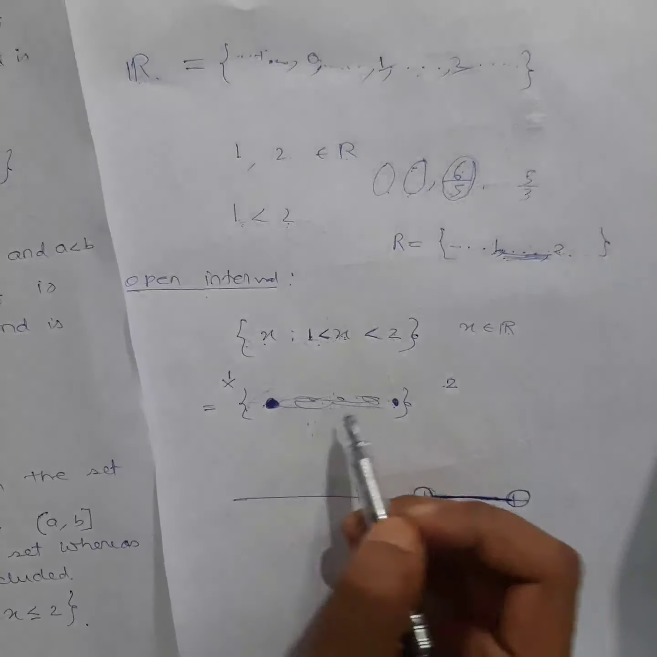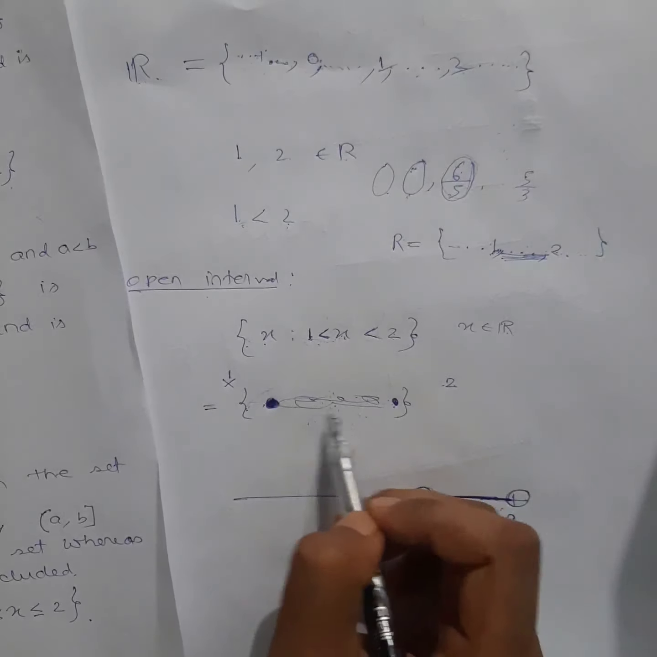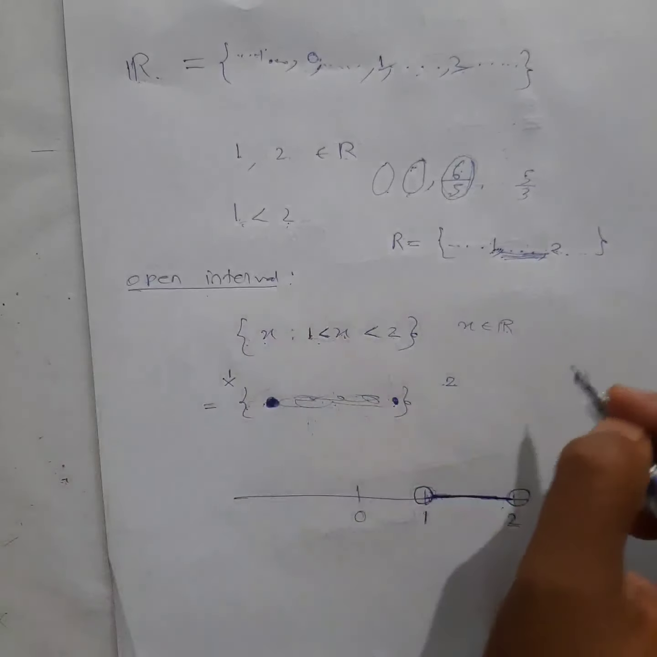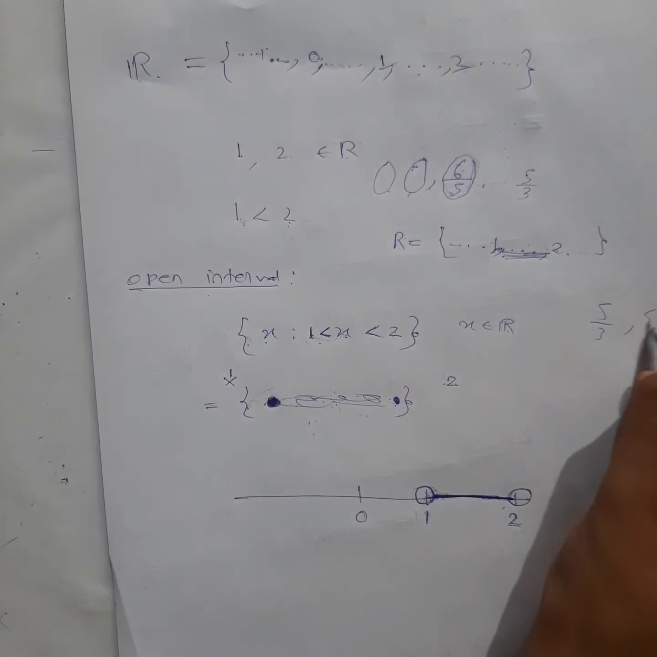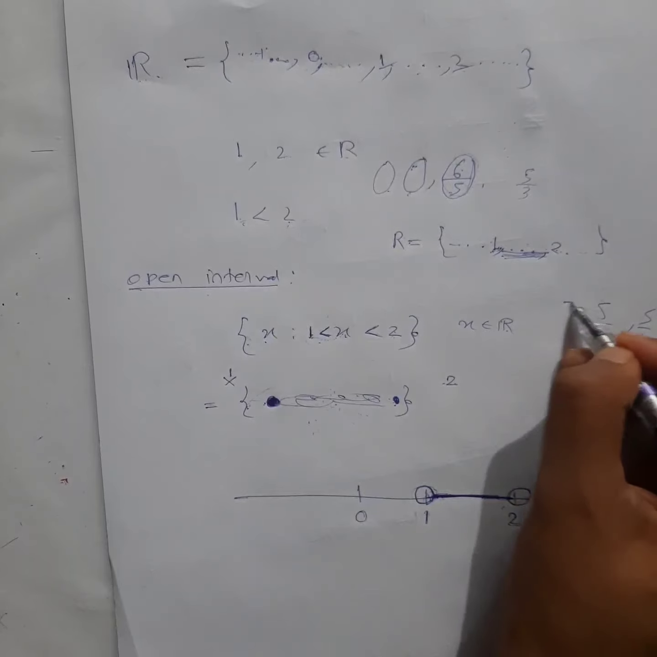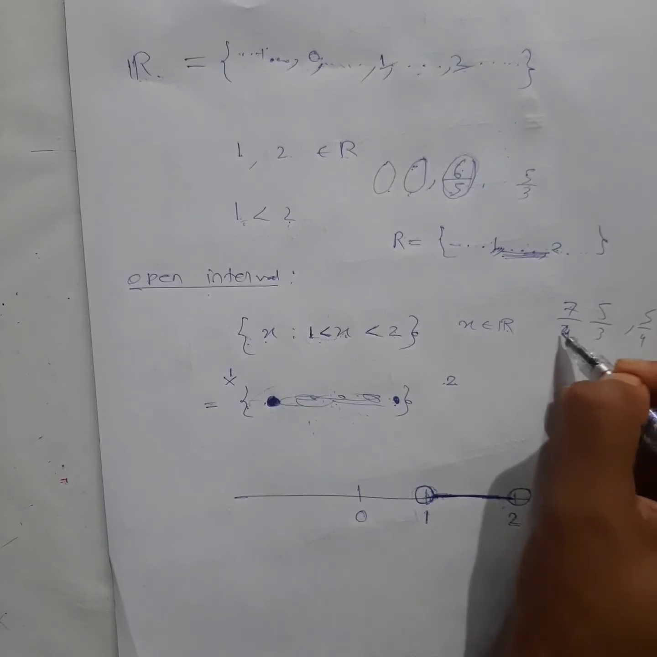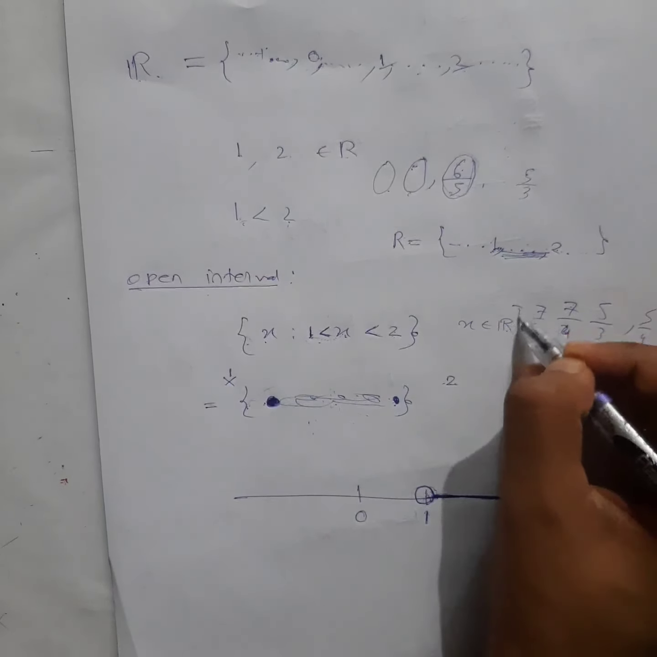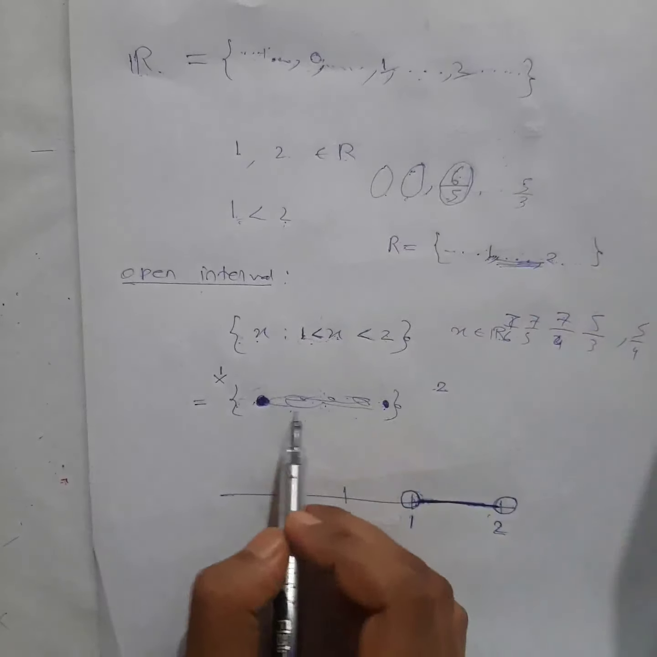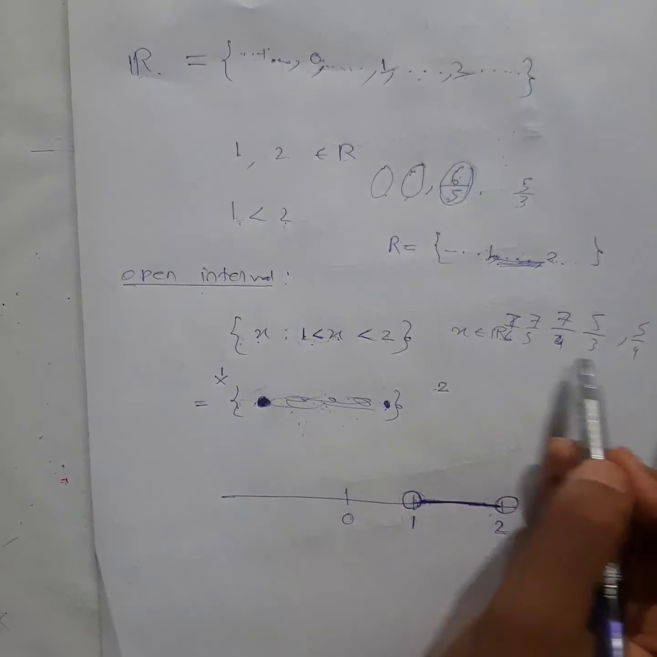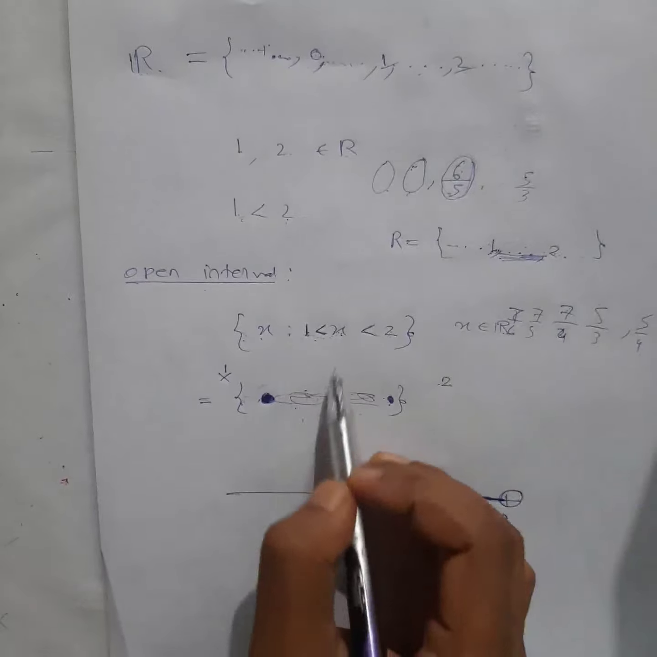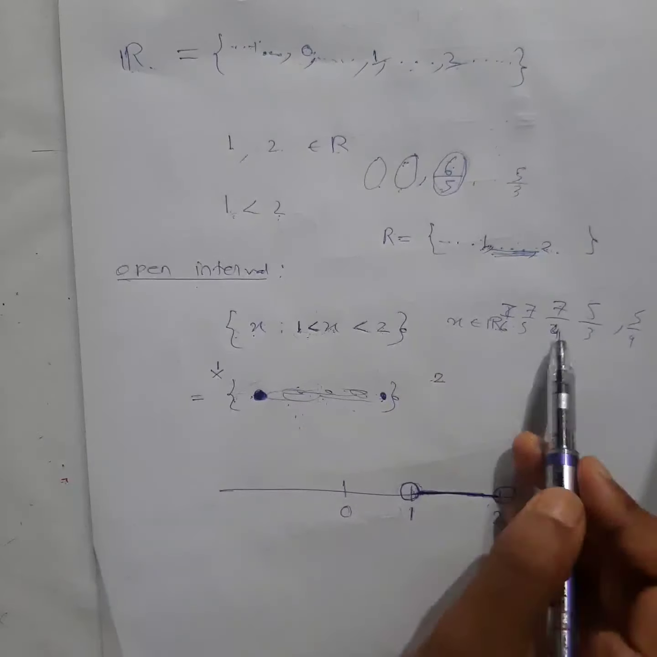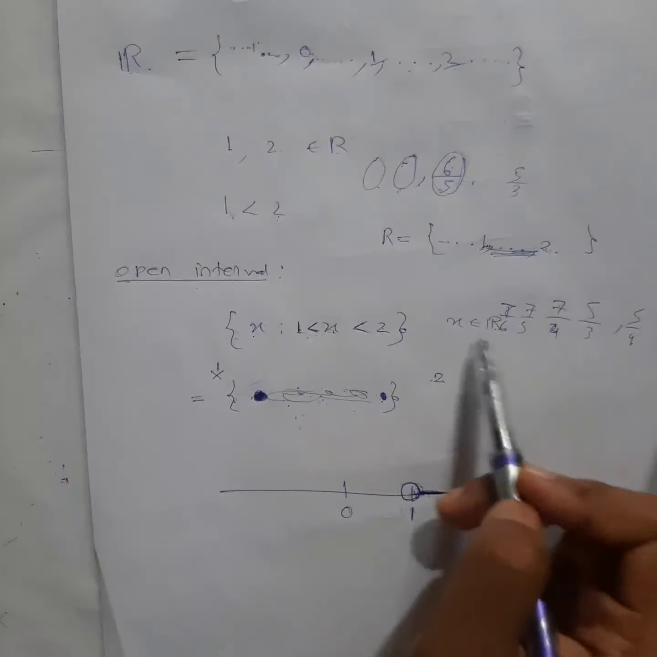If you ask me to give 1000 elements here, I can. I will write like this: 5 by 3, 5 by 4, or 7 by 4, 7 by 5, 7 by 6. All will lie between 1 and 2, or not? You can see this will be 1 point something, 1 point something, all numbers. So obviously these elements lie between 1 and 2. In this way I can give you infinite numbers.